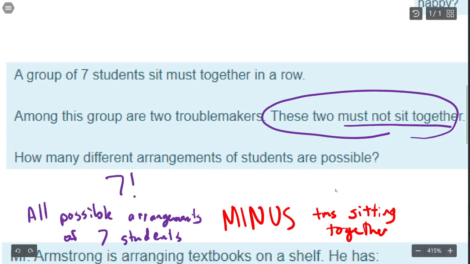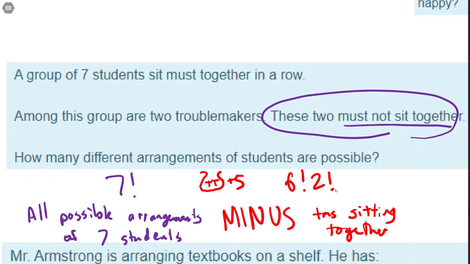Now the 2 students sitting together means you've got a bag of the 2 troublemakers plus 5 other students, a total of 6 factorial options for how you're going to arrange the pair of troublemakers plus the 5 other students. So 6 factorial. Then the troublemakers themselves, there's 2 factorial, or just 2 arrangements. Okay, and so those are 3 types of sitting together or sitting apart questions.